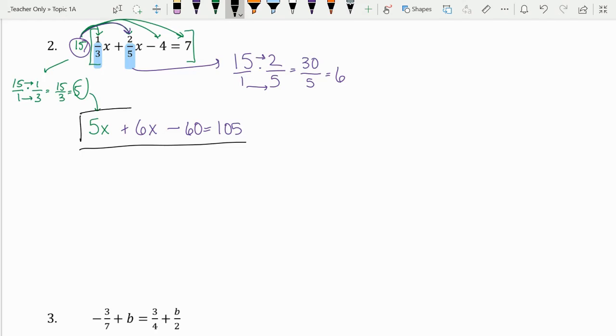I'm going to combine 5x and 6x together. That's going to be 11x. I'm going to go ahead and move the 60 to the other side.